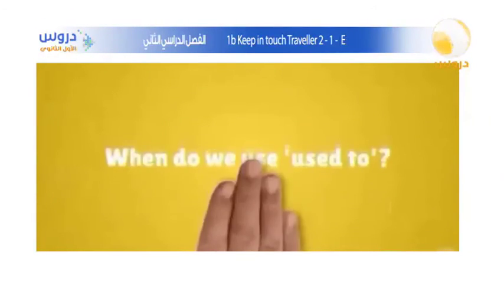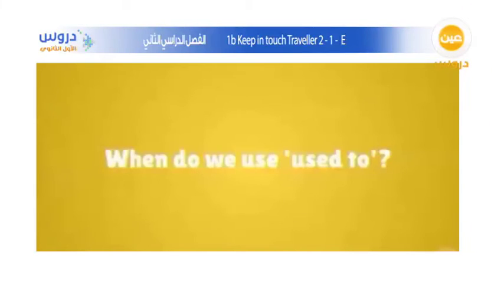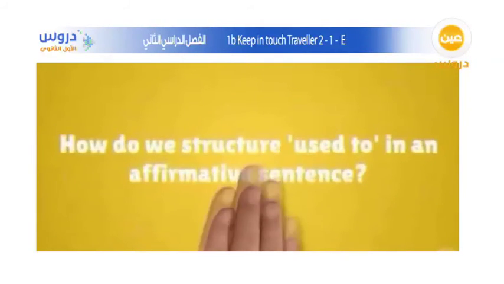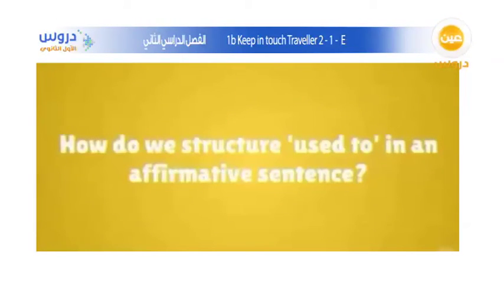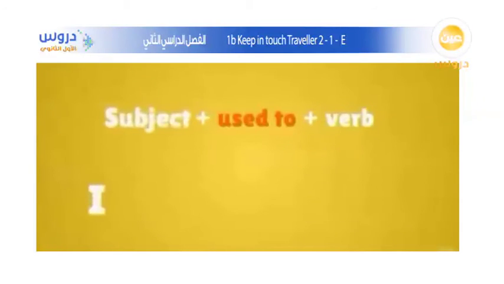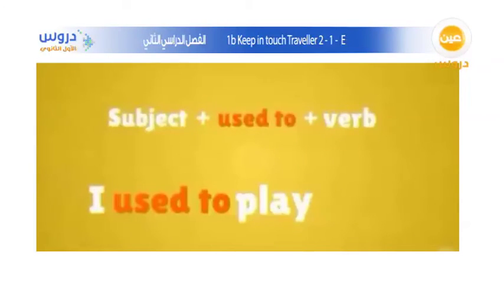Okay, listen now. Used to. Go ahead. When do we use used to? To describe something we did in the past, but don't do now. How do we structure used to in an affirmative sentence? Subject plus used to plus verb. I used to play tennis.